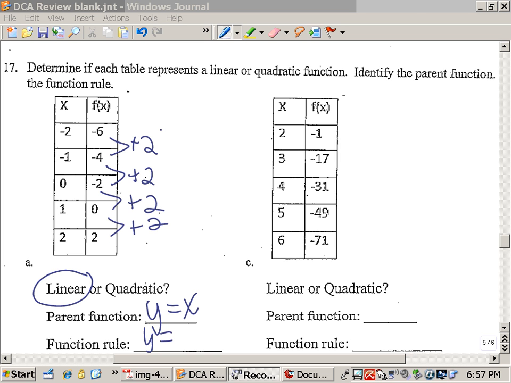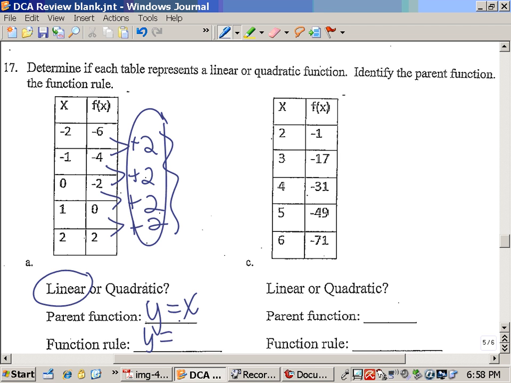You have to find the common differences. The differences right here is 2. It is all common, which means it's linear. The parent function is y equals x, and the function rule is going to be this, which is the slope, 2x, and then the y-intercept on the bottom, which is minus 2. Let's go ahead and do C together also.